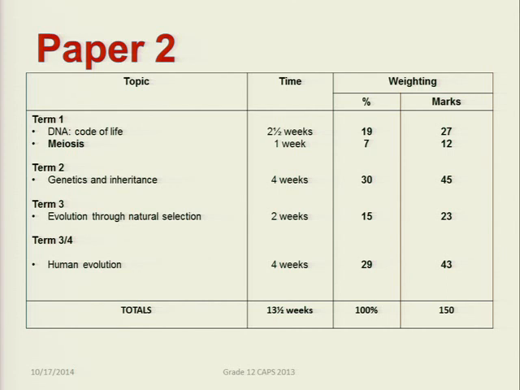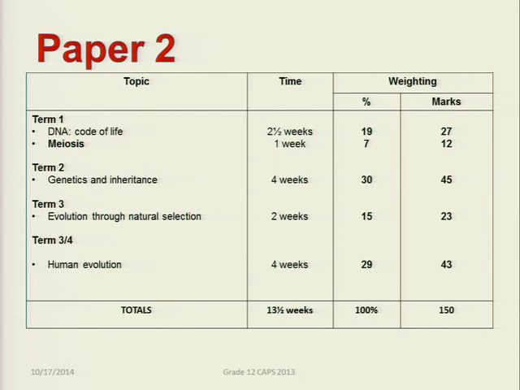Let's recap. Under the DNA code of life, we look at the structure, we look at DNA replication, which is transcription and translation, and thirdly, the formation of messenger RNA. Then under meiosis, we look at the differences between meiosis 1 and meiosis 2, then the importance of meiosis, and then the importance of crossing over.